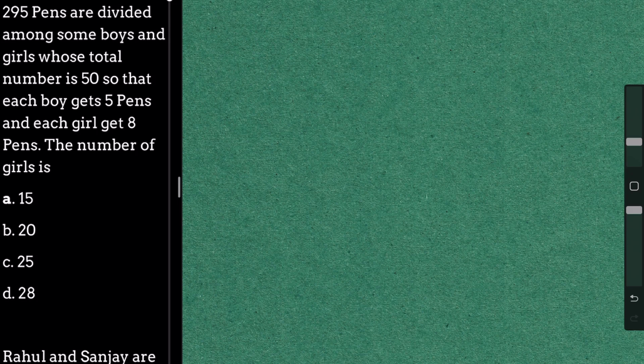295 pens are divided among some boys and girls whose total number is 50. That means we have 50 girls and boys. So can we write that as G plus B, G for girls and B for boys, totals to 50. And they also say that each boy gets 5 pens and each girl gets 8 pens. So that means here it would be 8G plus 5B. In total, how many pens? 295 pens. Now with this equation, we need to identify the number of girls in this class.